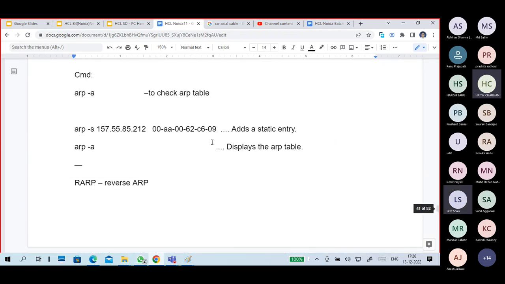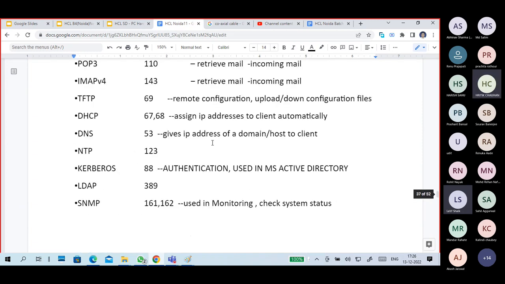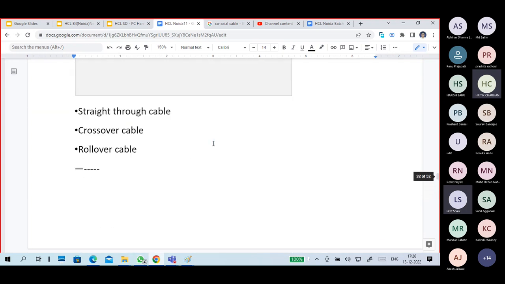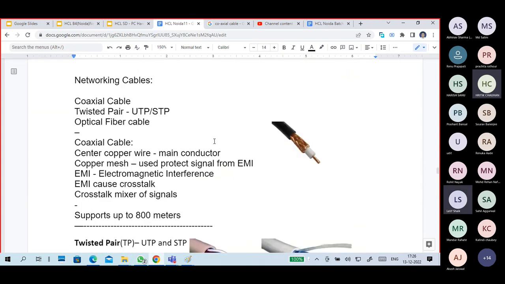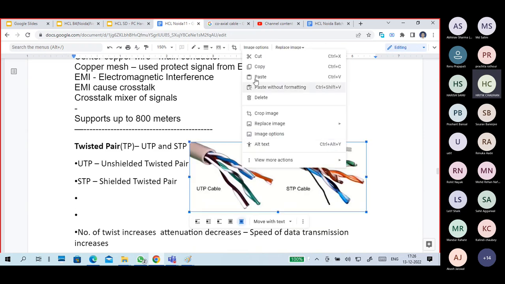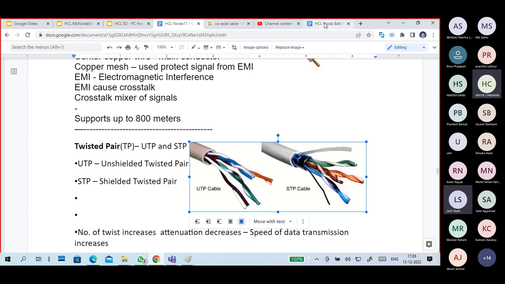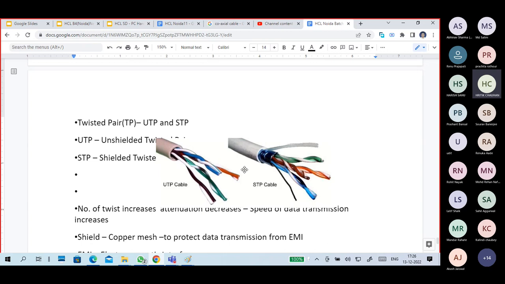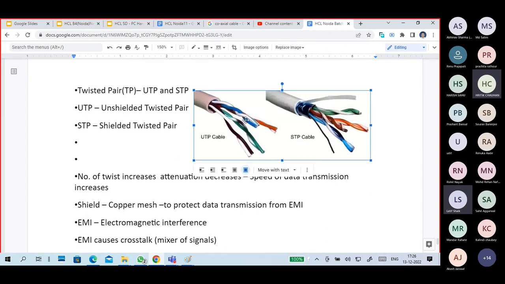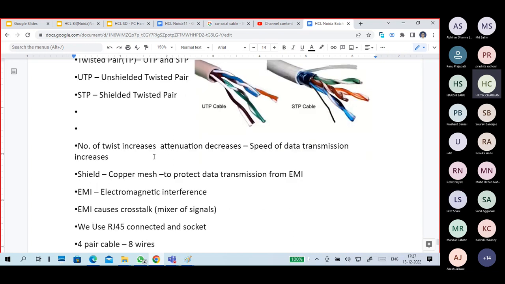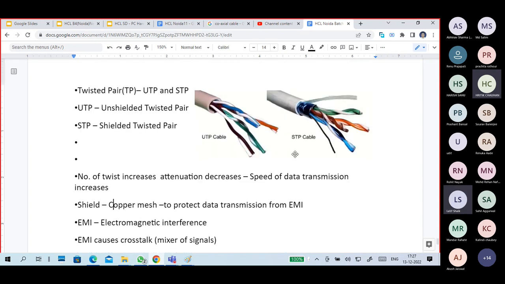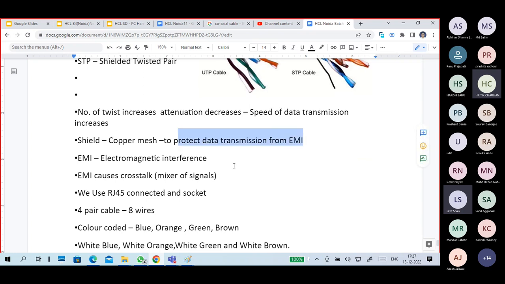Second, I'm searching. Good pictures are available here. Instead of searching, this is actually a good picture. Neat, clear, more brightness is there. Okay, these are the twisted pair cables: unshielded twisted pair cable and STP, shielded twisted pair cable. The pair of wires are twisted around each other. The cable is not twisting, the pair of wires are twisted around each other. Okay, and there is a copper mesh on this STP to protect data from electromagnetic interference.